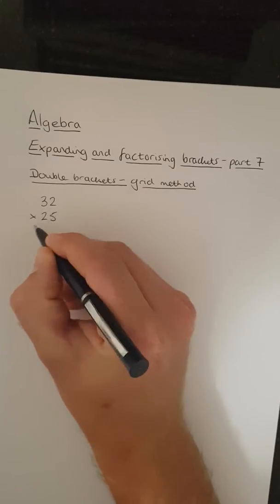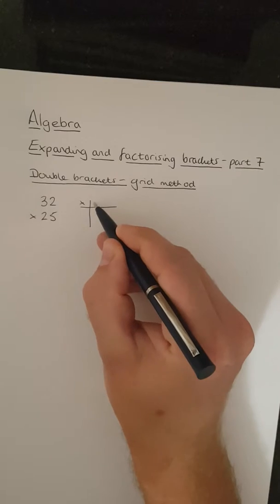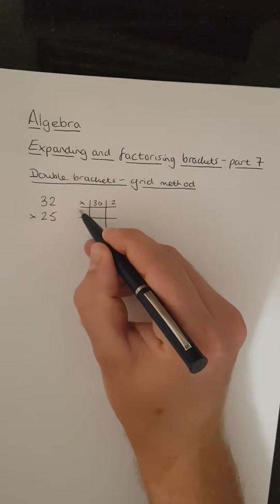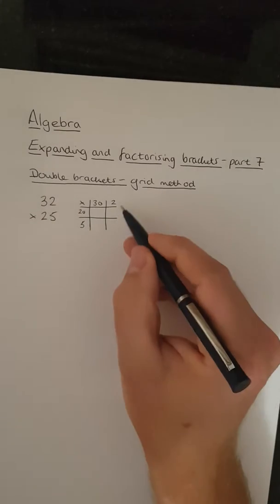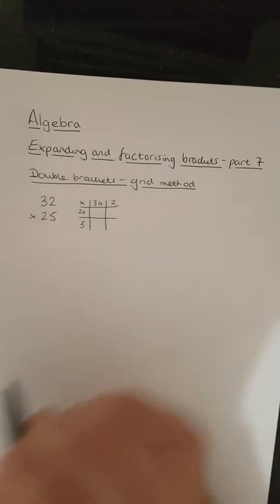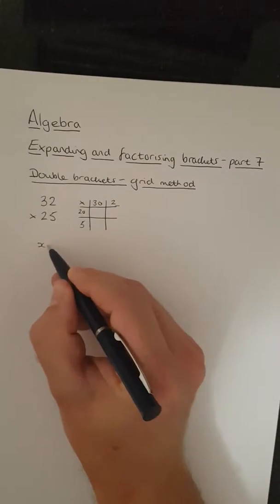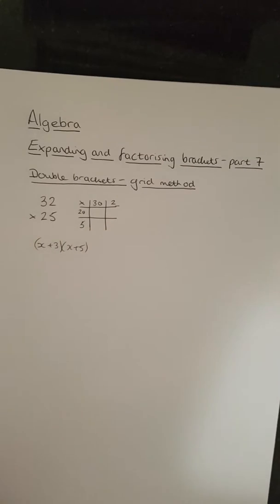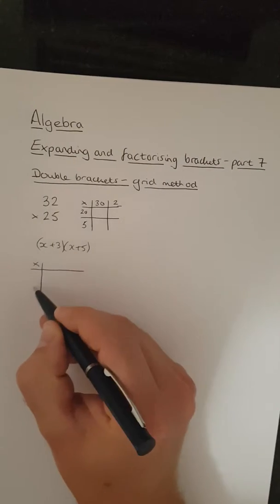So, how does the grid method work? Well, it works just like for multiplication, where you split the numbers, multiply the parts, and add them together. So, our first pair of brackets. So we set up our grid.